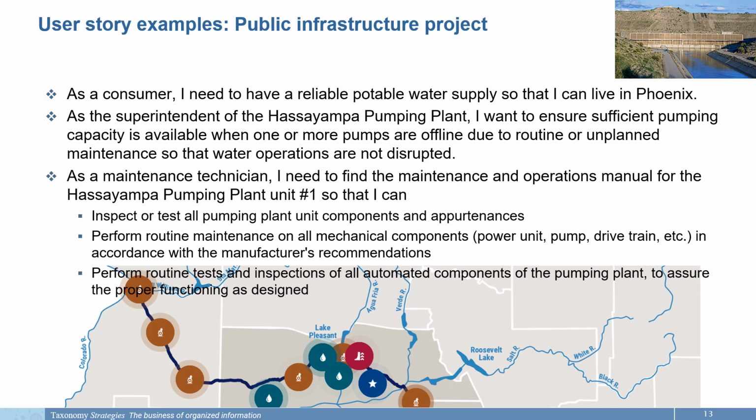And here are some user stories from the Central Arizona Project taxonomy project. Who, as a consumer, what? I need to have a reliable potable water supply. Why? So that I can live in Phoenix. Who, as the superintendent of the Hayden pumping plant, what? I want to ensure sufficient pumping capacity is available when one or more pumps are offline due to routine or unplanned maintenance. Why? So that the water operations are not disrupted.